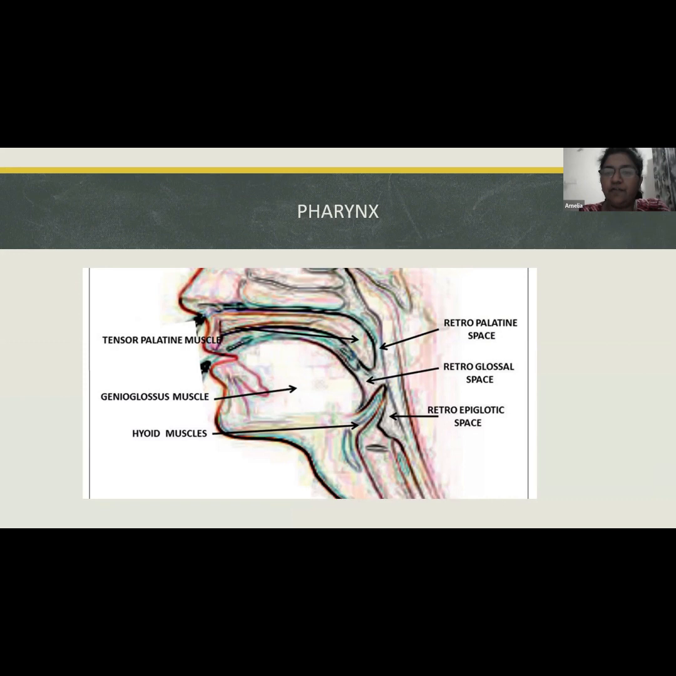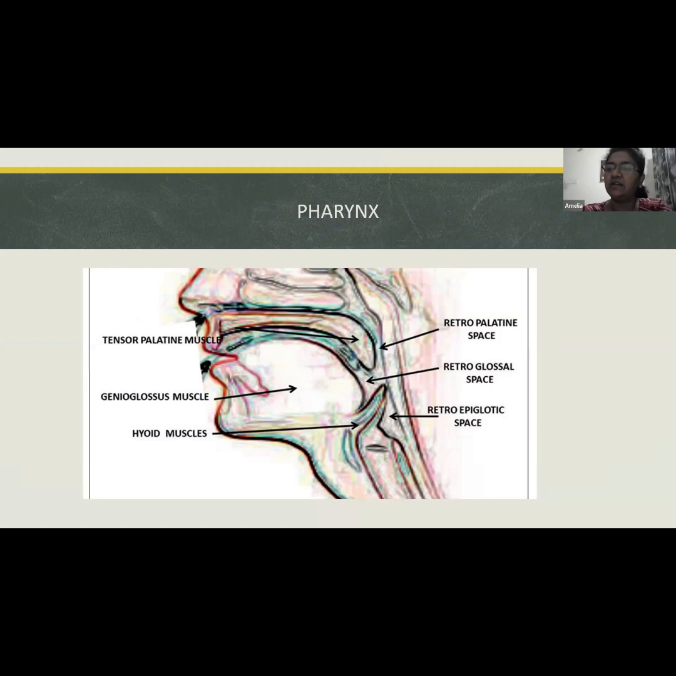And the tensor palatini muscle is the one that actually helps pull the soft palate in front, allowing the air to go through. The genioglossus is the muscle in the retroglossal space that allows the passage to be open. And the hyoid bone and all the muscles attached to the hyoid bone, again in the retroglottic space, epiglottic space, allow the epiglottis and the areas to come in front in order for the breathing to happen.